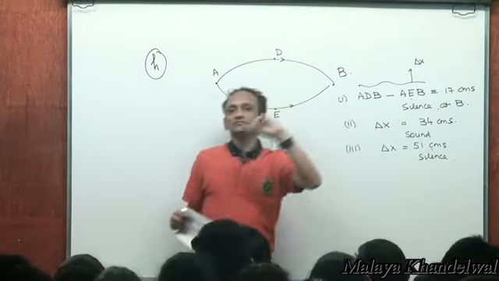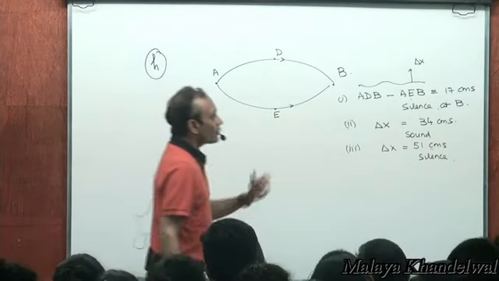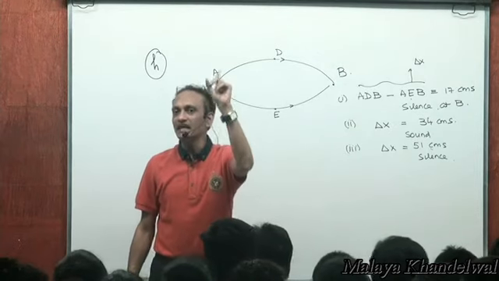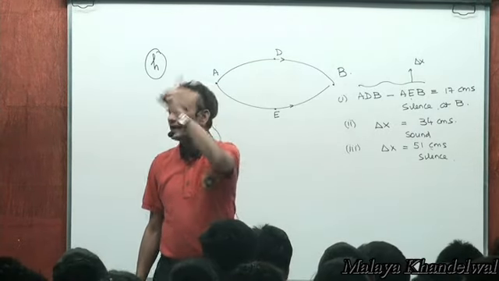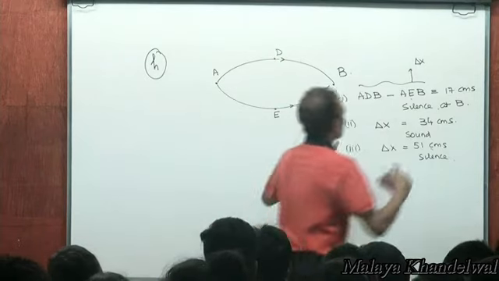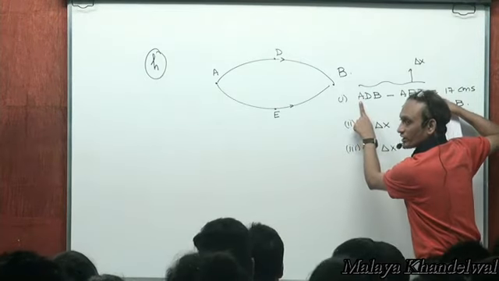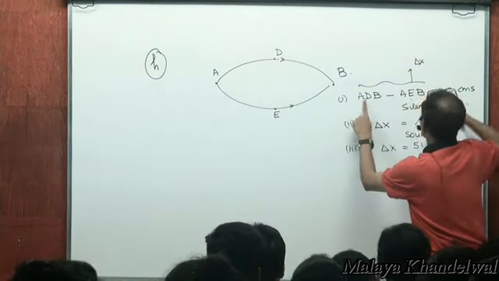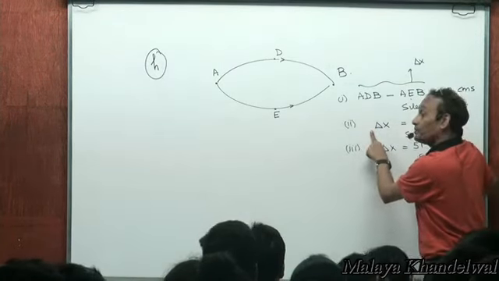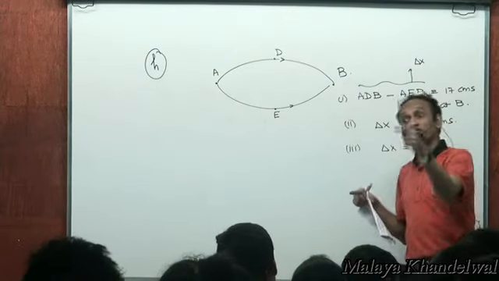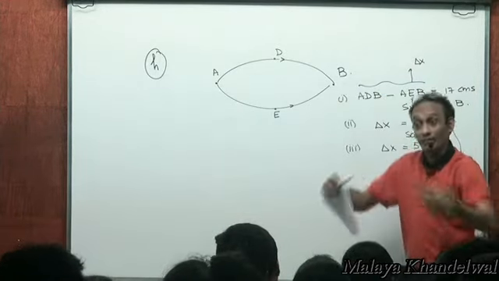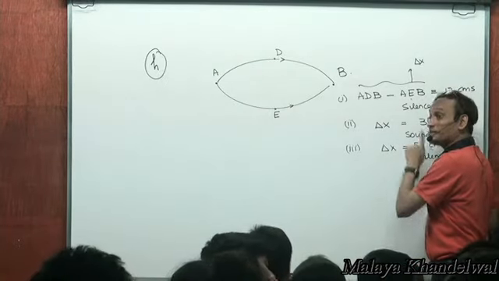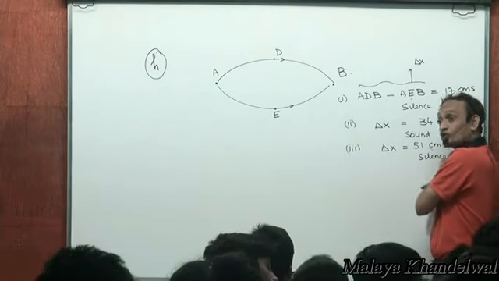Now, which clearly means that every 17 centimeter path differs by lambda by 2. Which means destructive interference, path difference must be lambda by 2, 17 centimeters. And when the difference becomes 34 centimeters, the path difference is 2 into lambda by 2. That means lambda, constructive interference. Delta x is 51 centimeters, means 3 into lambda by 2, there is destructive interference.